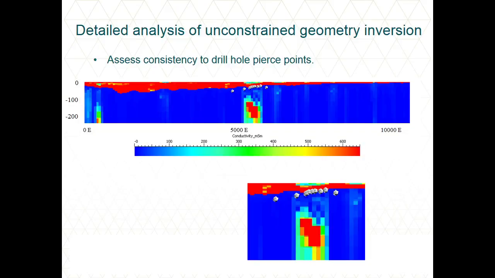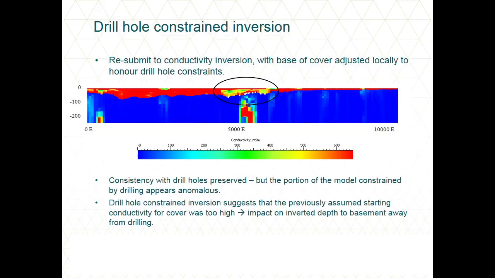So the idea then was, well, let's have a second pass of the inversion. Now we have a real constraint, the drill hole pierce points. So let's constrain that surface to those pierce points. So that's done here. Right. So now you see the base of cover here passing directly through the drill hole pierce points.